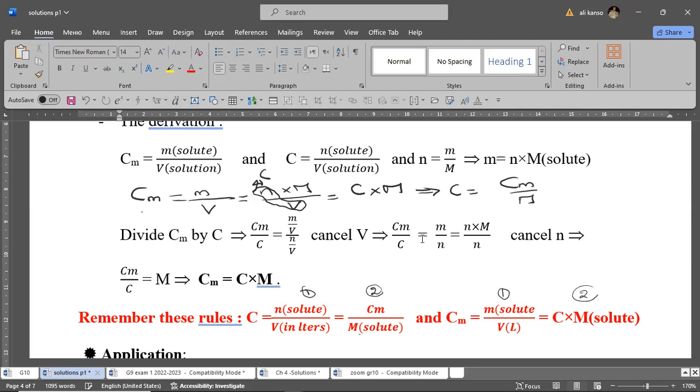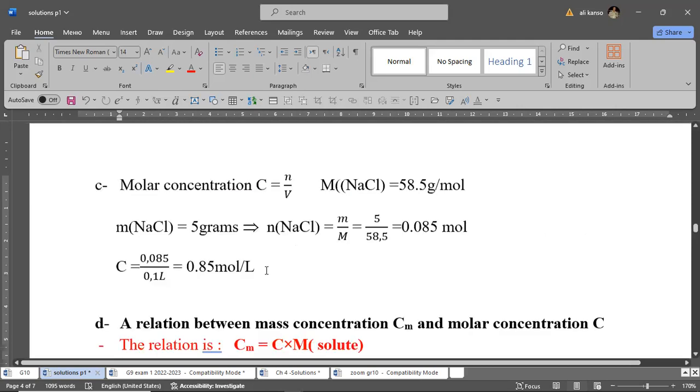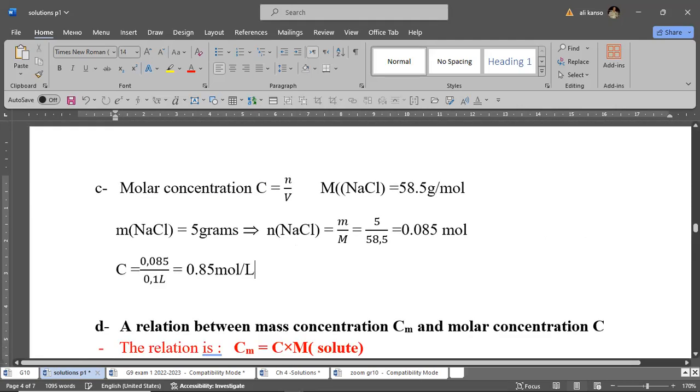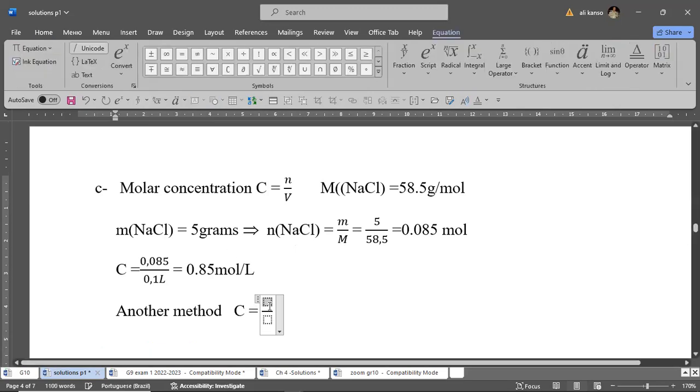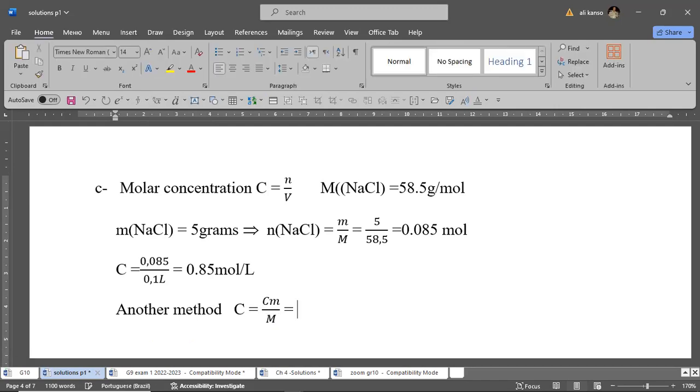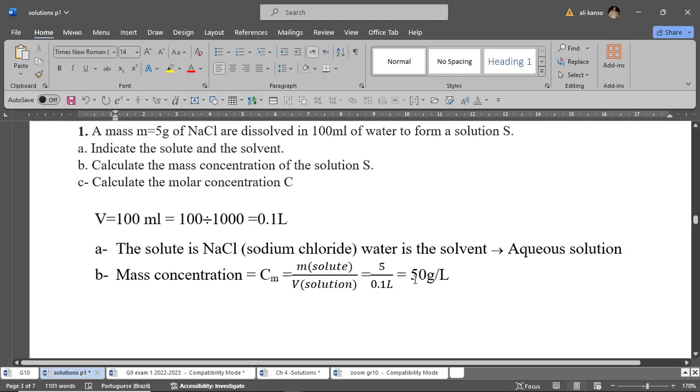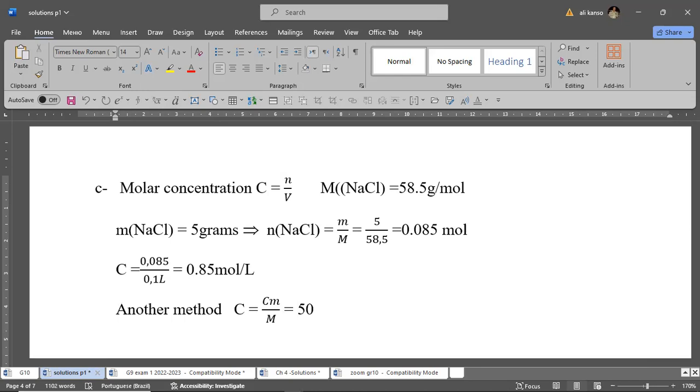And you can memorize both. Shortly, by another method, we can say C equals C mass over molar mass. C mass divided by molar mass, where C mass that we got is 50 gram. We divide 50 gram by the molar mass 58.5, and we will get 0.85 moles per liter.